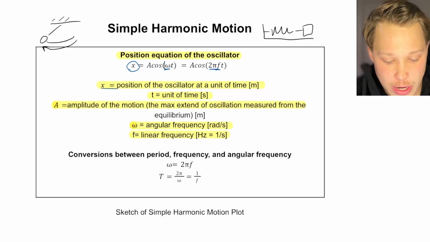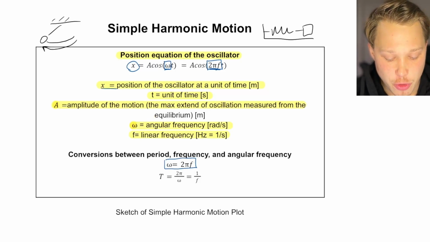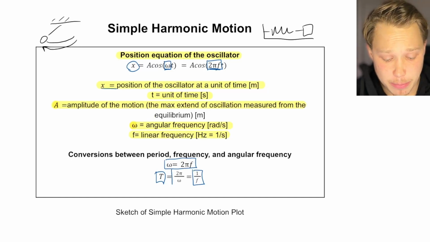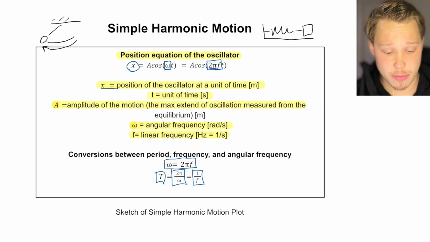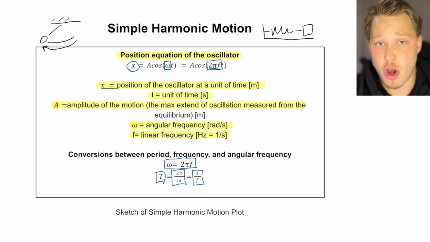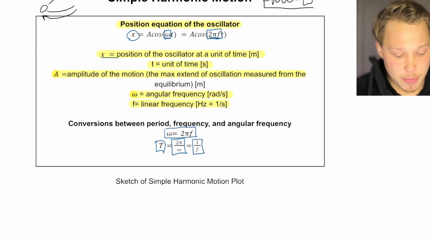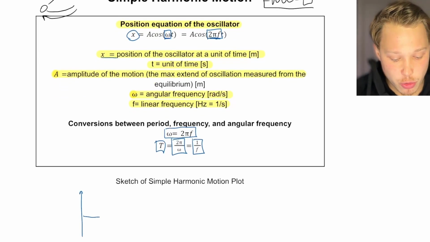As you can see here, omega is just equal to 2 pi f. So you can convert between the angular and the linear frequency using this equation. And from your frequency you can calculate the period, or you can calculate the period from the angular frequency as well. So essentially what we have here is just a cosine formula. If you're already very comfortable with plotting cosine functions, this should be pretty easy. Or if you're not comfortable with it, it's going to be a pretty good review.